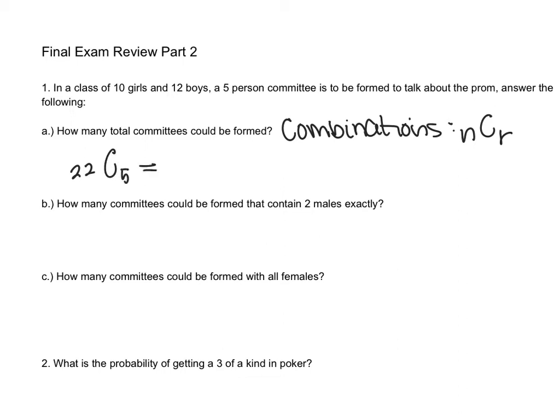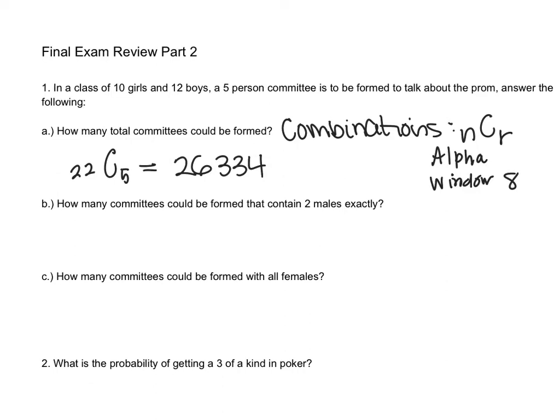Now remember, this is a function in your calculator, and for most calculators, you want to go to alpha, window, and then 8. If you don't have this function on your calculator, please let me know and I can tell you how to do it on yours. So when I do 22 choose 5 in the calculator, we're going to get 26,334. So that's how many total committees can be formed.